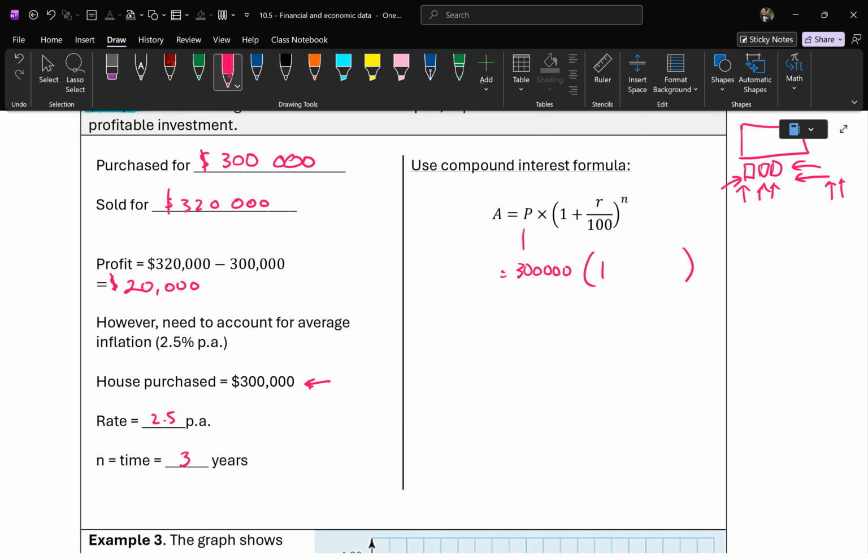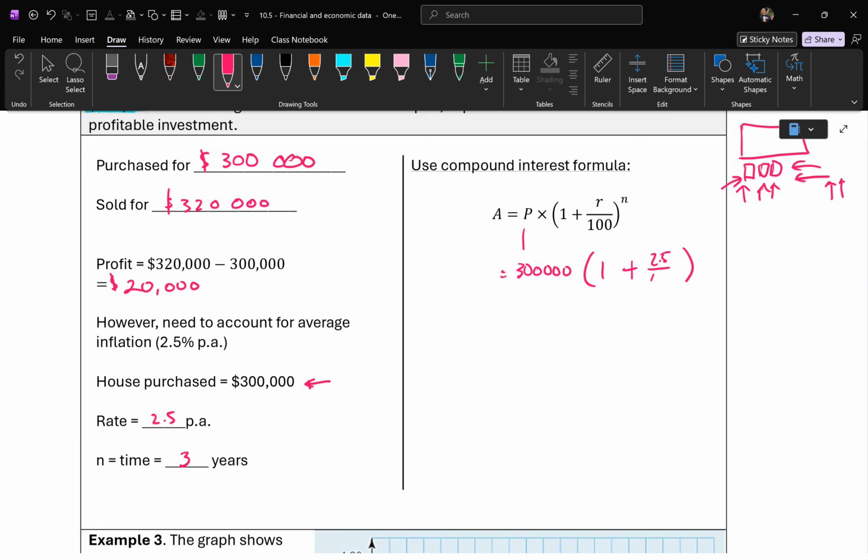That's how much you started off with. It's always going to be 1. In this case, because inflation increases rather than decreases, you plus. So plus means increasing. Unlike cars, for example, cars decrease or depreciate over time. This one will increase. What's your rate? Your rate is 2.5. So it's 2.5 over 100.